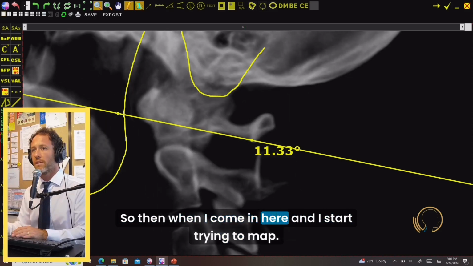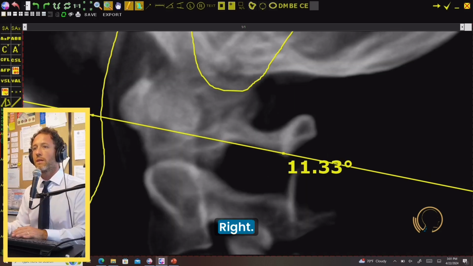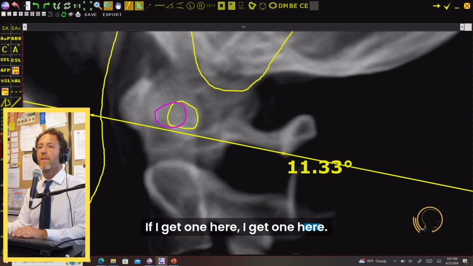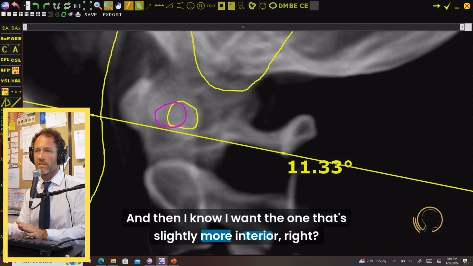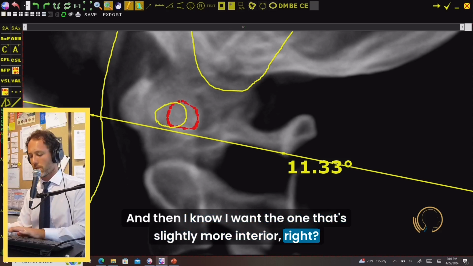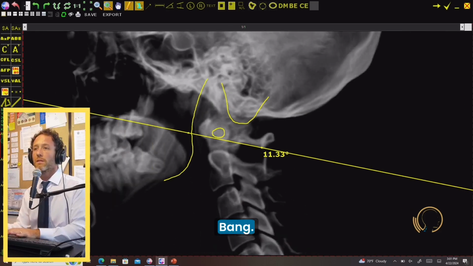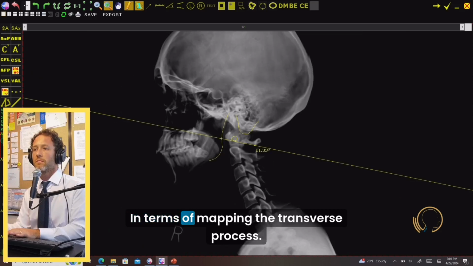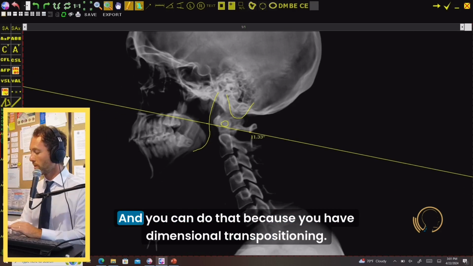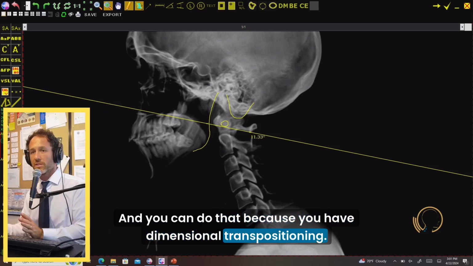So then when I come in here and start trying to map, if I get one here, I get one here, and then I know I want the one that's slightly more anterior, right? Bang. In terms of mapping the transverse process. And you can do that because you have dimensional transpositioning.